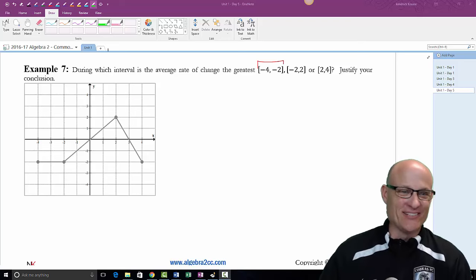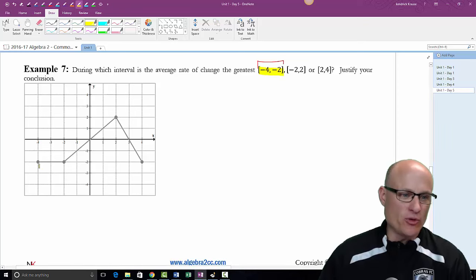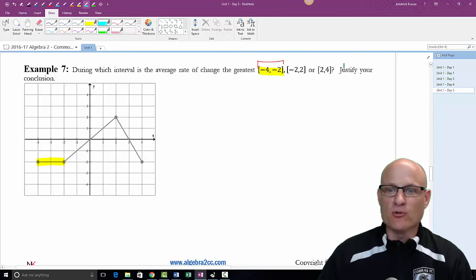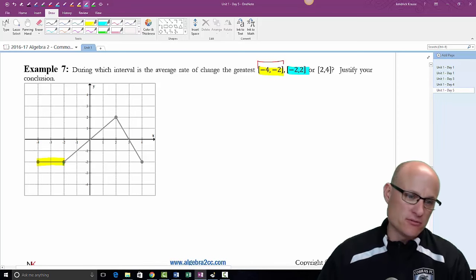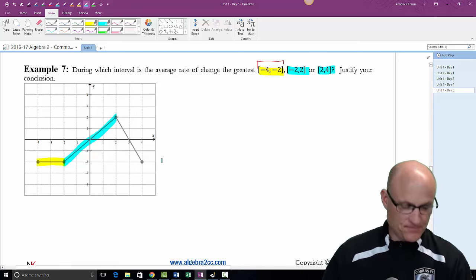Okay, I got a couple new things. So what we're gonna look at is first we're gonna look at yellow. We're gonna look from -4 to -2. Then we're gonna move from -2 to 2. And then we're gonna move from 2 to 4.